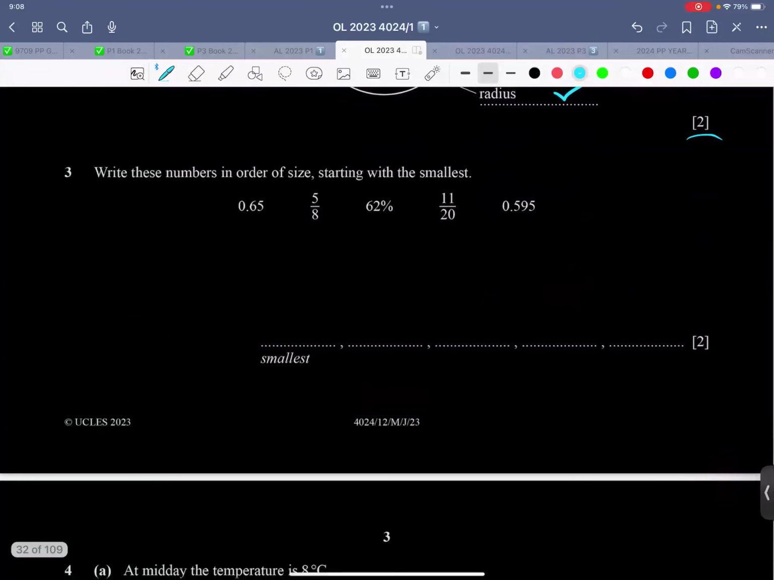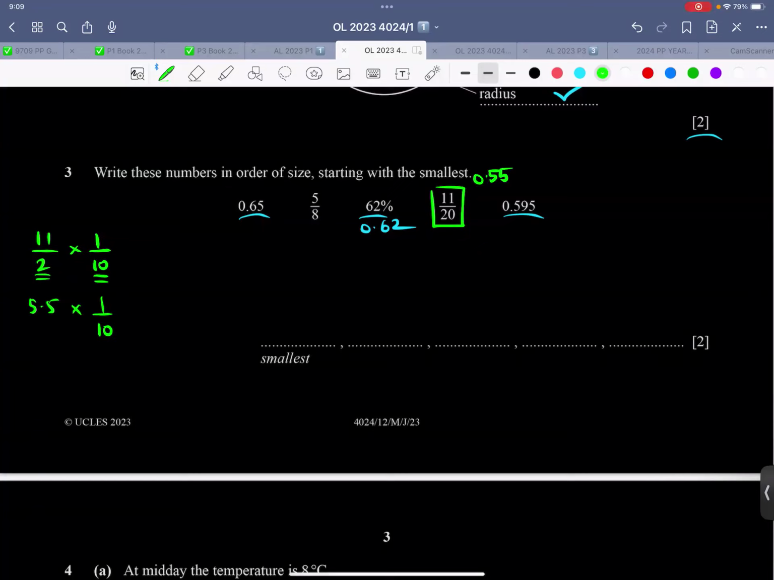Question number 3. Write these numbers in order of size, starting with the smallest. So 0.65, let it remain as 0.65, 62%, that's 0.62. 0.595 is also good. These 3 are in decimals. So now 11 over 20, that is basically 11 divided by 2 into 1 over 10. So this is 5.5 into 1 over 10. I have broken up 20 into 2 into 10. That is 0.55.